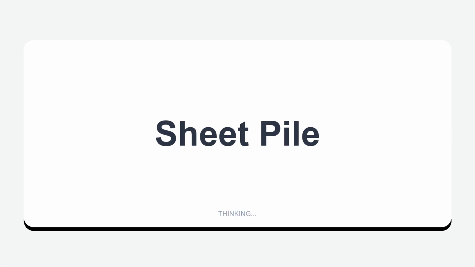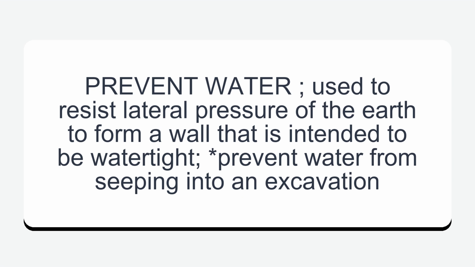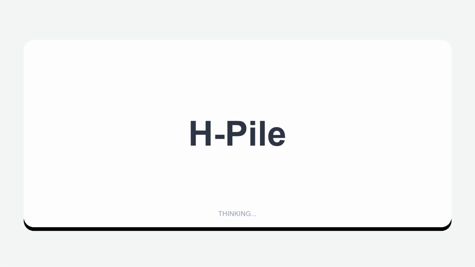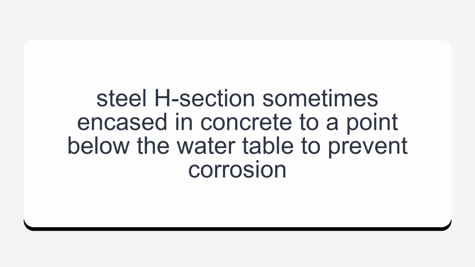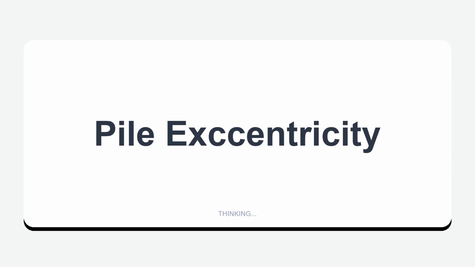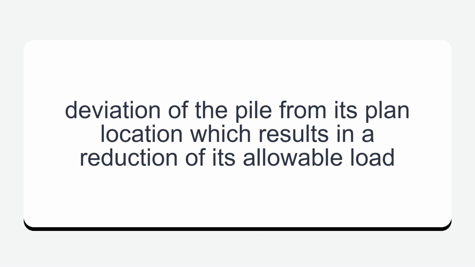Sheet pile: used to resist lateral pressure of the earth to form a wall that is intended to be watertight, to prevent water from seeping into an excavation. H-pile: steel H-section sometimes encased in concrete to a point below the water table to prevent corrosion. Pile eccentricity: deviation of the pile from its planned location which results in a reduction of its allowable load.